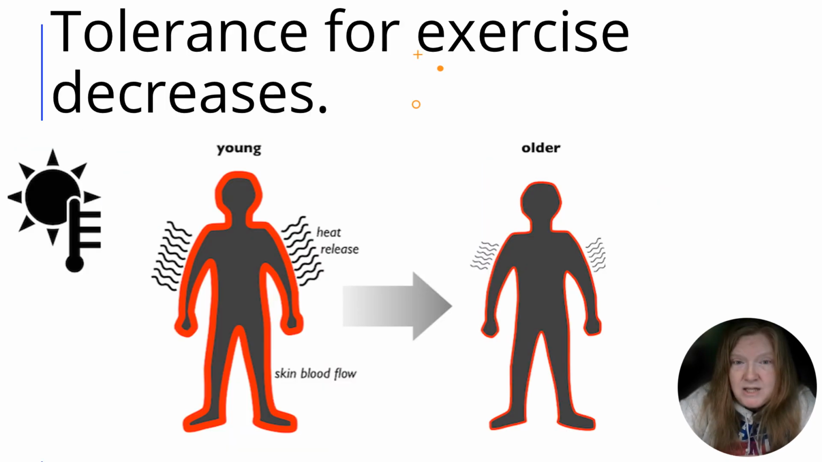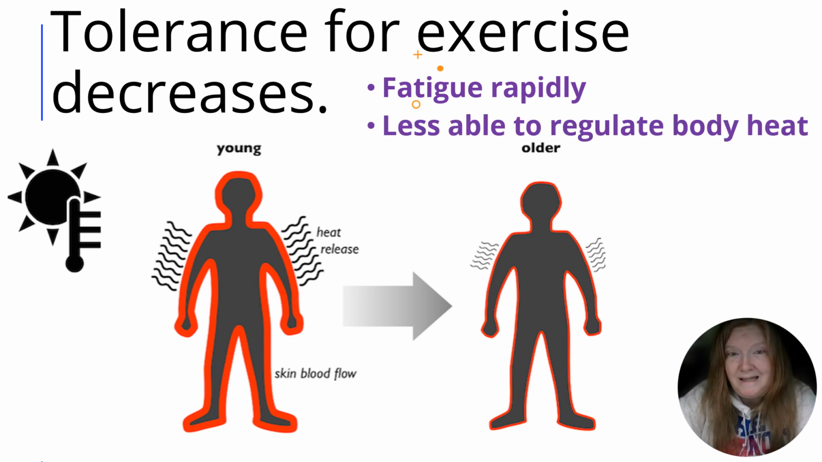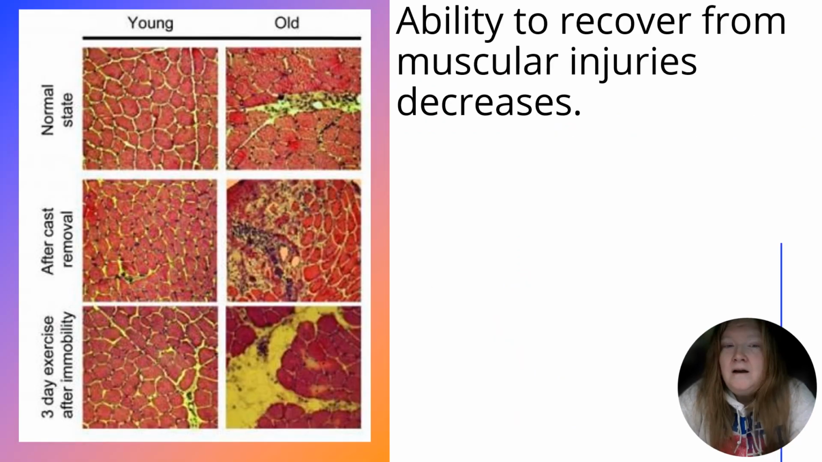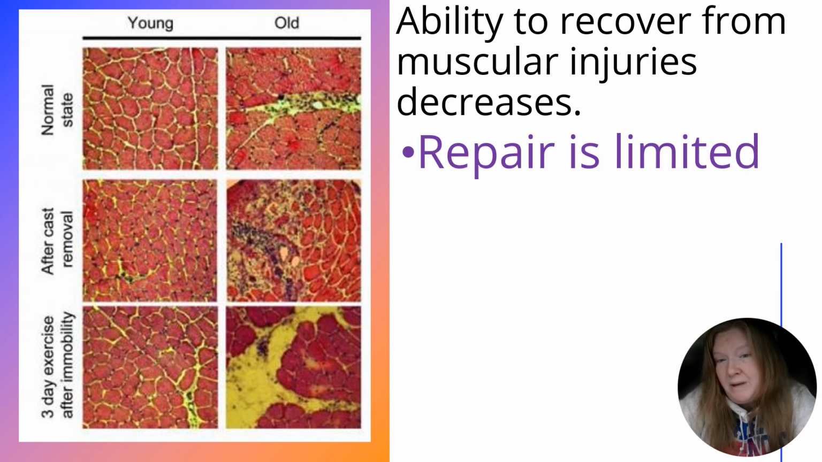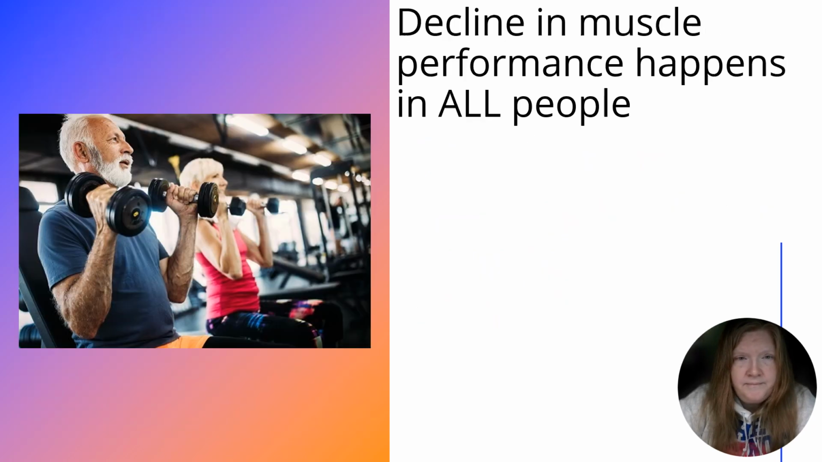What else happens as we age? Well, the tolerance for exercise decreases. Why? Because you are more likely to fatigue rapidly. You are less able to regulate your body heat because the blood vessels have a harder time dilating and contracting. Your ability to recover from muscular injuries decreases. Well, repair is even more limited, and it usually results in scar tissue or fibrosis. This decline in muscle performance literally happens in all people.